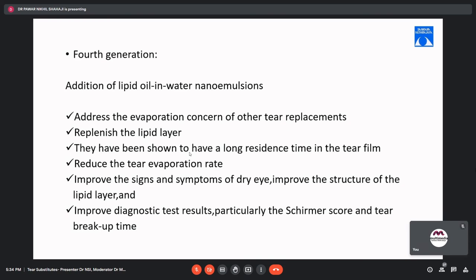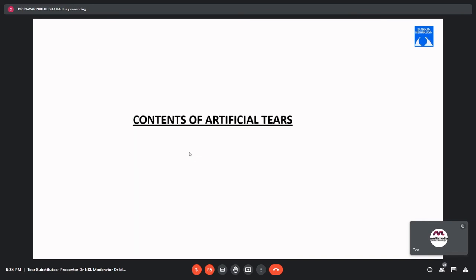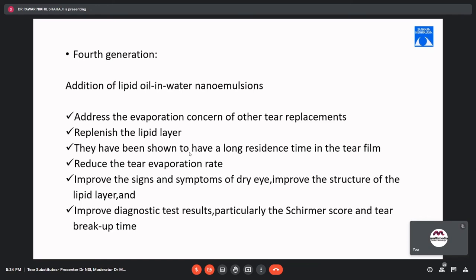So there was addition of lipid oil in water nano-emulsions. So they addressed the evaporation concern of the other tear replacements, replenishing the lipid layer. They have been shown to have a long residence time in the tear film. They reduce the tear evaporation rate, improve the signs and symptoms of dry eye, improve the structure of the lipid layer, and improve diagnostic test results, particularly the Schirmer score and tear breakup time. So lipid oil nano-emulsion itself can be a short note for you.